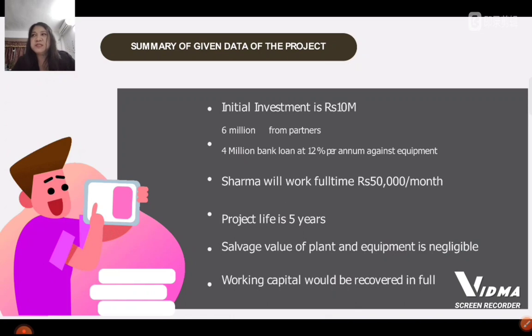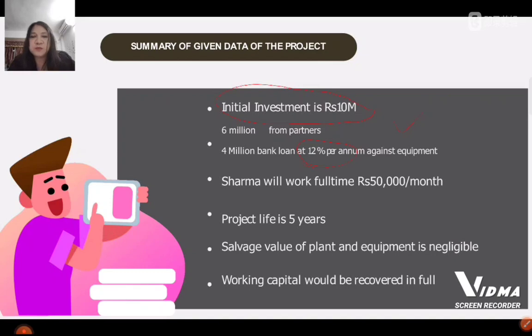The proposed business plan would need an initial investment of 10 million rupees. 6 million would come from the partners' local resources, and 4 million will be loaned from the bank at 12% per annum against their equipment.